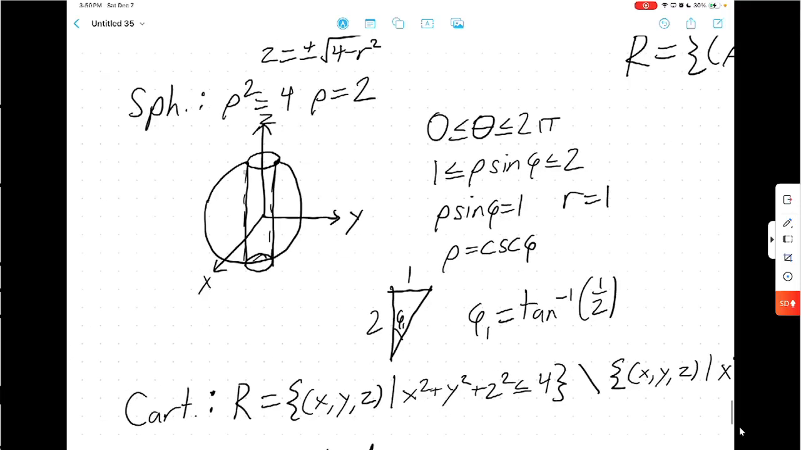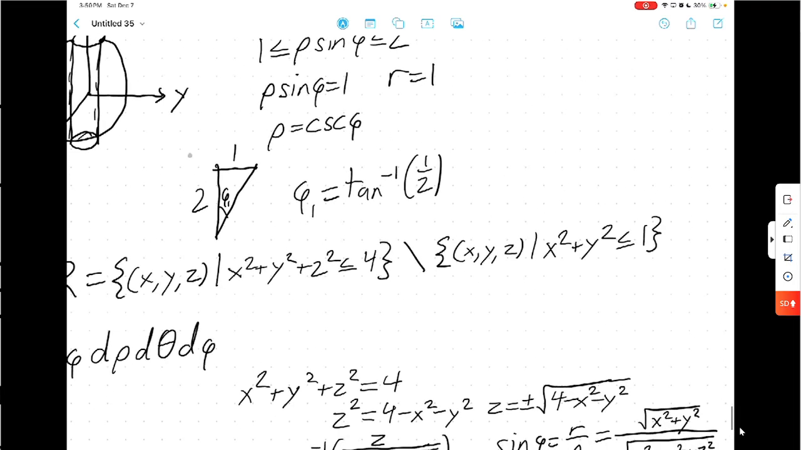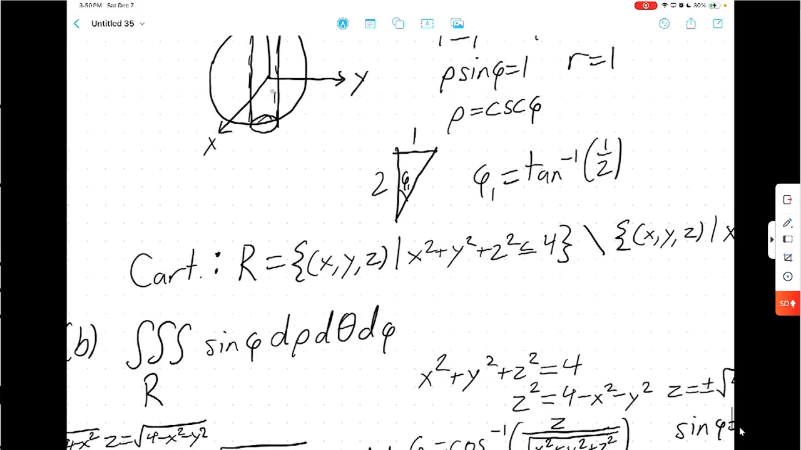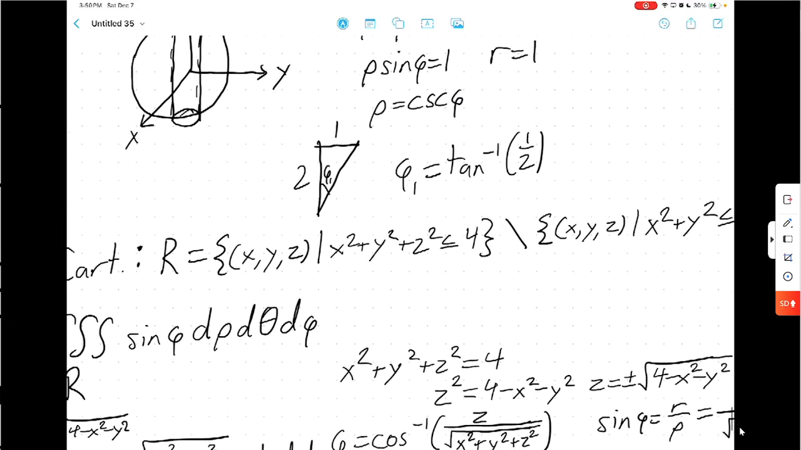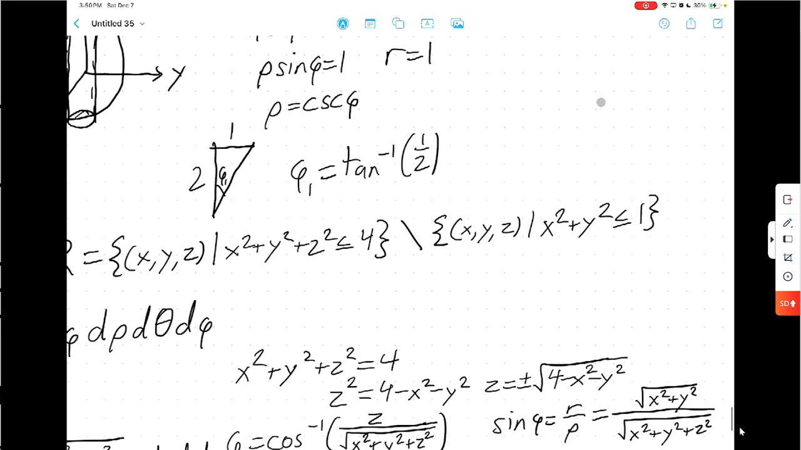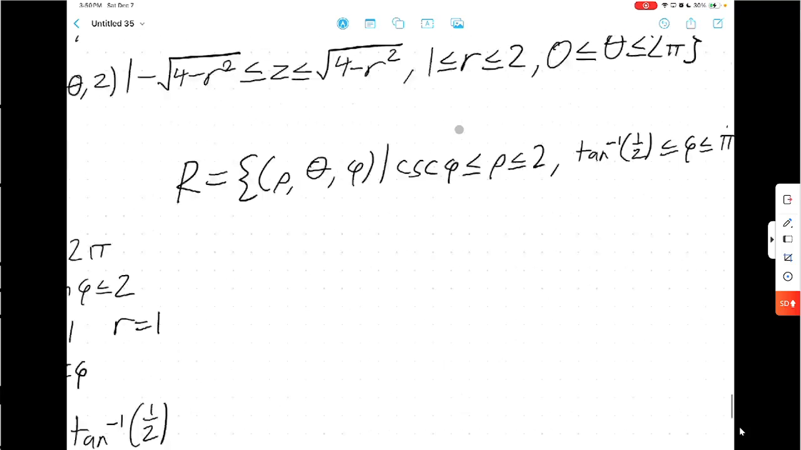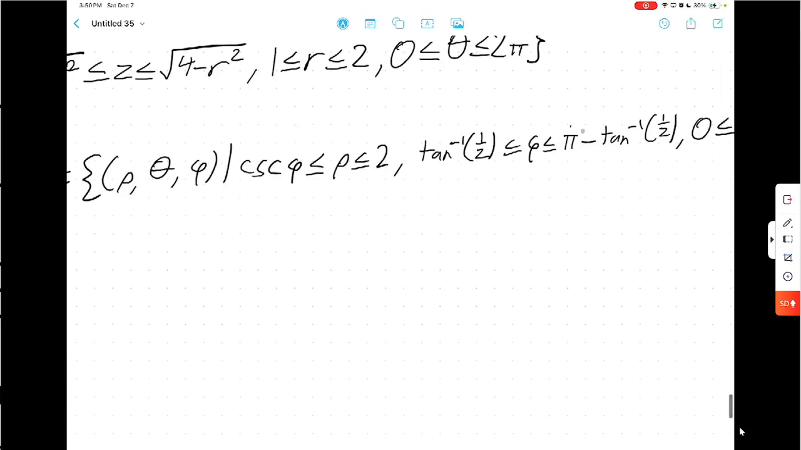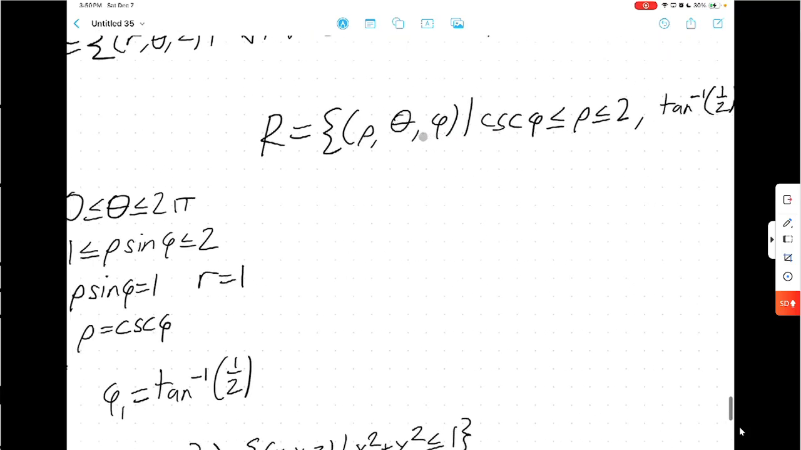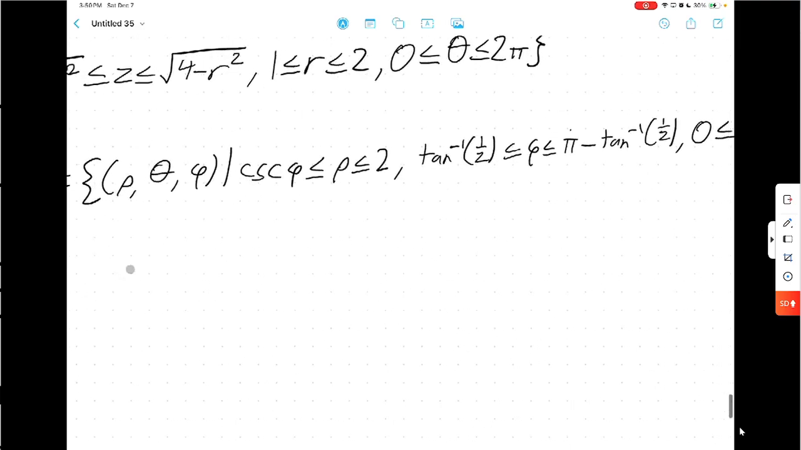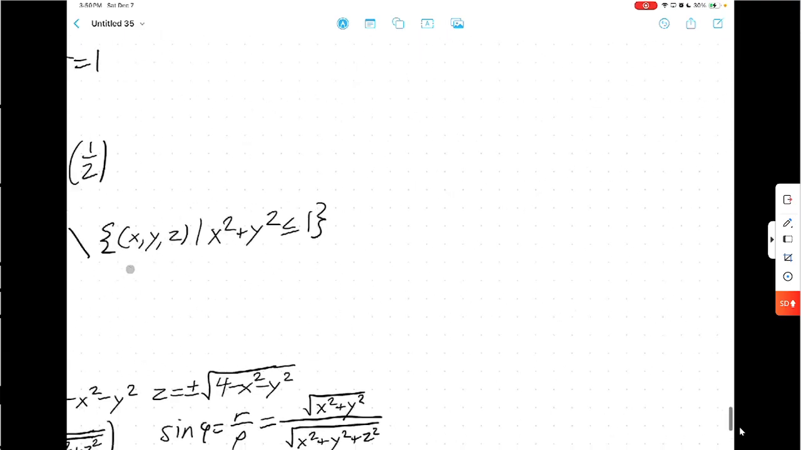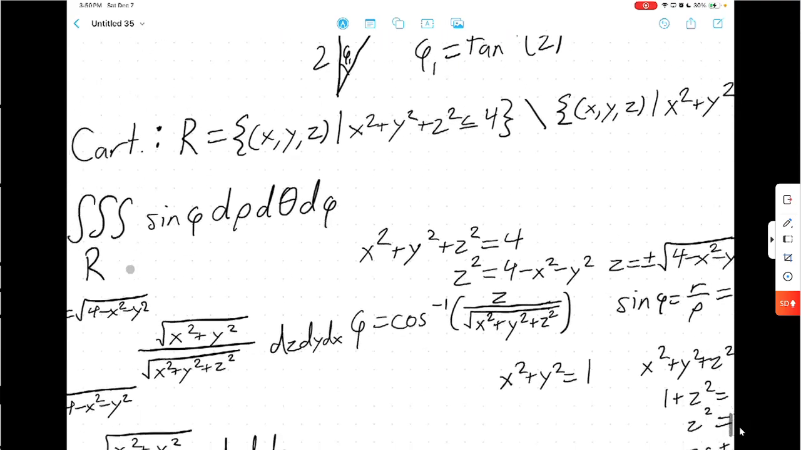For phi, we need to actually get rid of the part that's inside the cylinder. So we find the phi value that corresponds to that, and the one on the other side, but that's just pi minus whatever we find here. So here we find that this angle, which I called phi 1, is equal to tangent inverse of 1/2. So that and pi minus it will be our bounds for phi. And because there's no restriction on x, y, theta is from 0 to 2 pi. That is going to be for spherical.